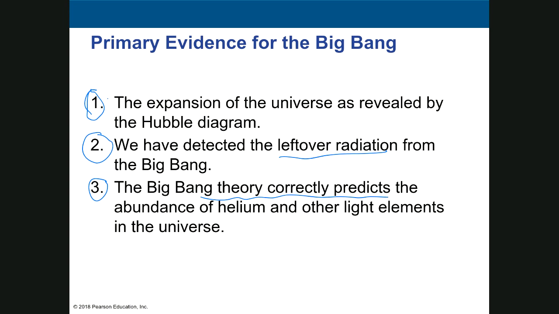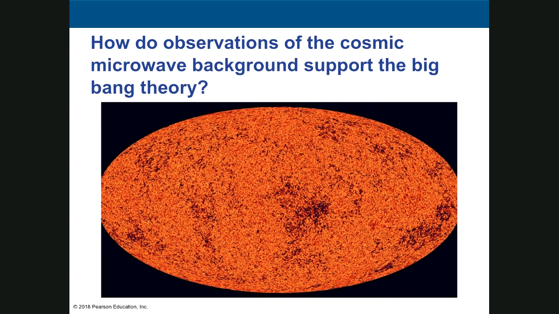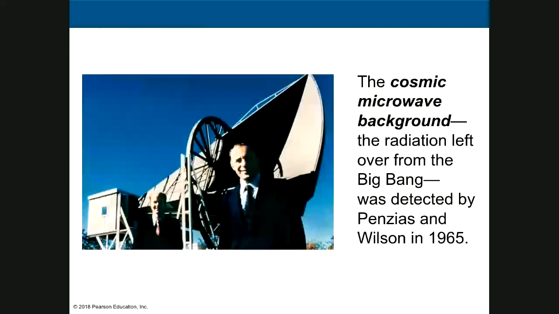So let's go through and look at these. Now again, here's our baby universe. We've already talked about how our observed expansion of the universe, watching the galaxies move away from the Hubble diagrams, indicates that if you rewind the clock, everything should have been at the same point. But how do observations of the cosmic microwave background radiation support the Big Bang theory? Well, let's learn a little bit about it and how it was made.